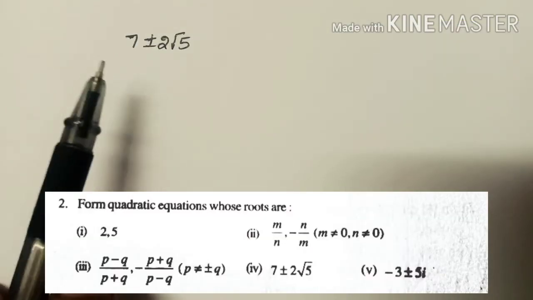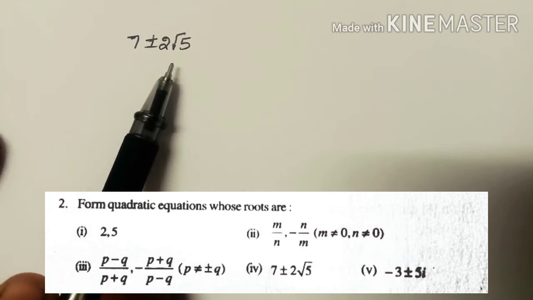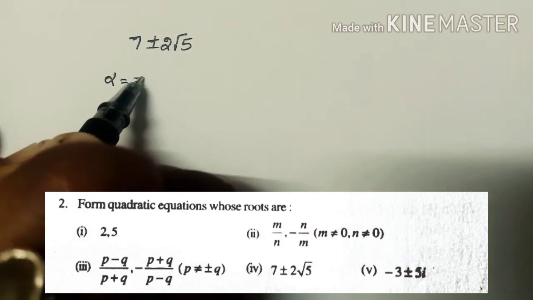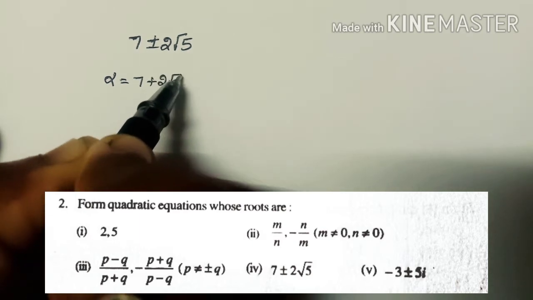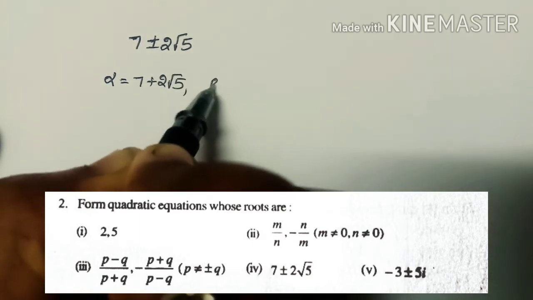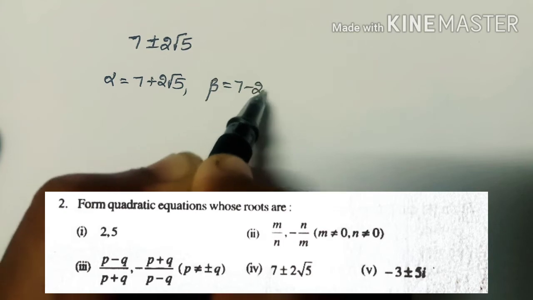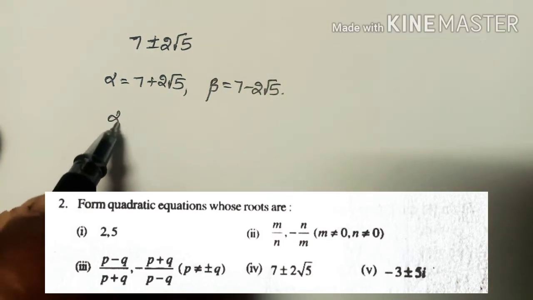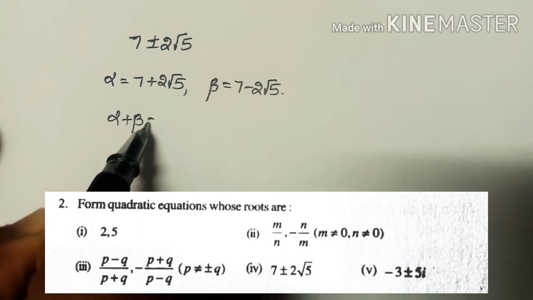Next problem, form the quadratic equation whose roots are given as 7 plus or minus 2 root 5. Here also, first we take alpha equals 7 plus 2 root 5 and beta equals 7 minus 2 root 5, and we are substituting these two values in the formula. Before that, first we are finding the values of alpha plus beta and alpha beta.